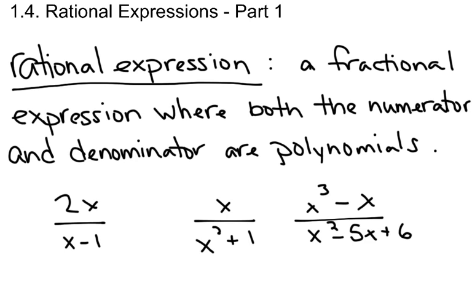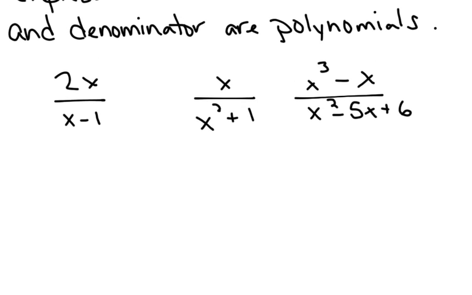x over x squared plus 1. x cubed minus x over x squared minus 5x plus 6. Some examples that are not rational expressions are ones that are not polynomials. So if you saw something like this in a numerator or denominator, it would not constitute a rational expression. If you had something like the square root of x plus 1, that's not a polynomial. Therefore, if it occurs in a fraction, it's not a rational expression.